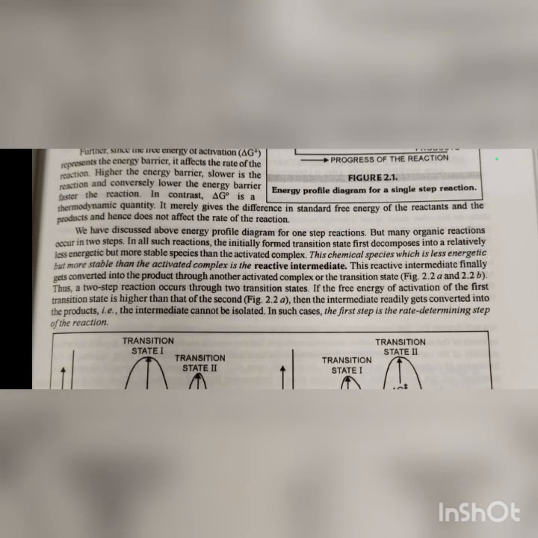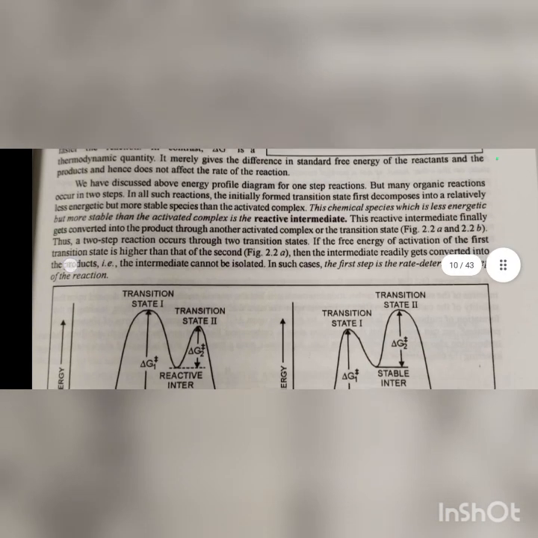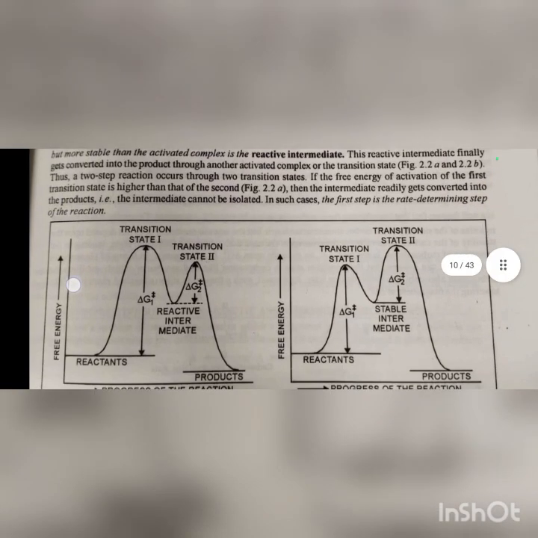We have discussed above the energy profile diagram for a one-step reaction, but many organic reactions occur in two steps. In all such reactions, the initially formed transition state first decomposes into a relatively less energetic but more stable species than the activated complex. This chemical species, which is less energetic but more stable than the activated complex, is called the reactive intermediate. This reactive intermediate finally gets converted into the product through another activated complex or transition state, as shown in figures 2.2a and 2.2b. Thus, a two-step reaction occurs through two transition states.